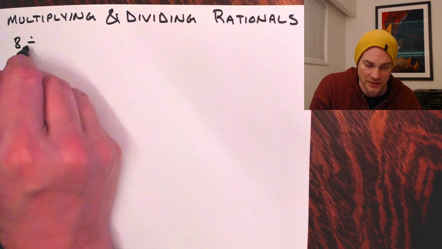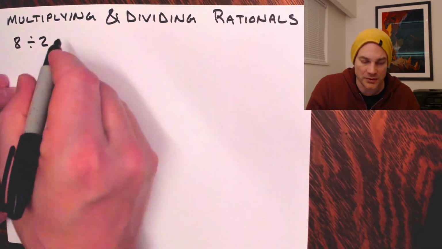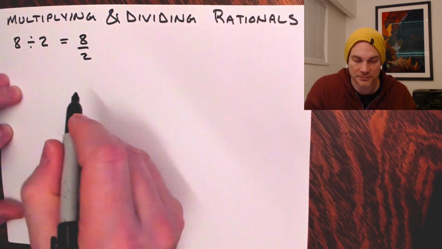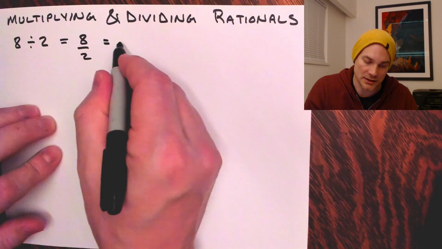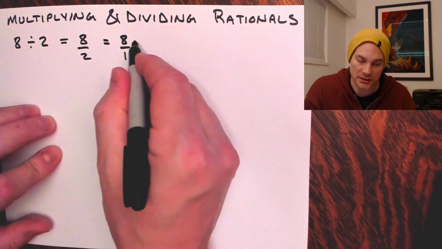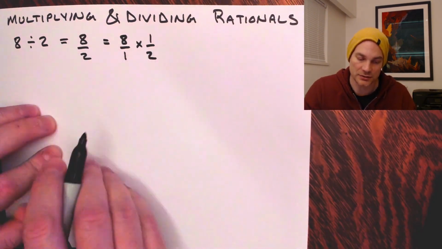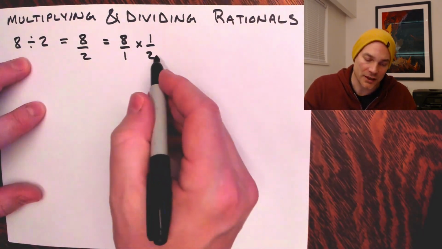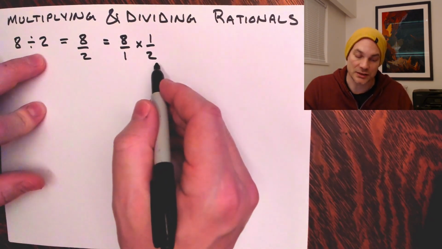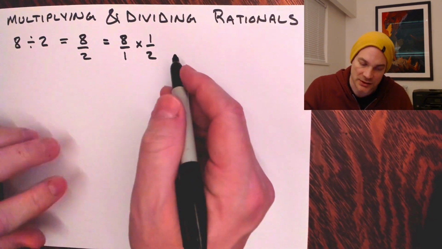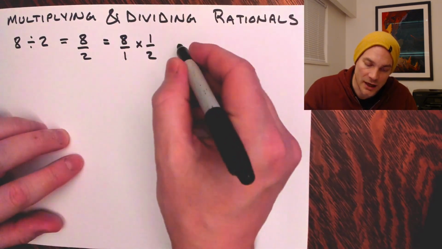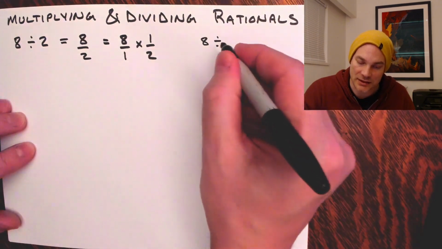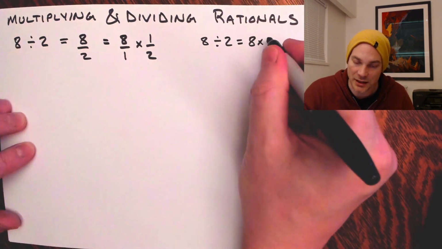What if I have 8 divided by 2? Well, I can rewrite this as 8 over 2. I could also write this as 8 over 1 times 1 over 2. Okay, so I've kind of just made a pattern here that if I just flip this sign, I could divide it. So that's kind of nice. So I will now do this. I say 8 divided by 2 is the same as 8 times 1/2.